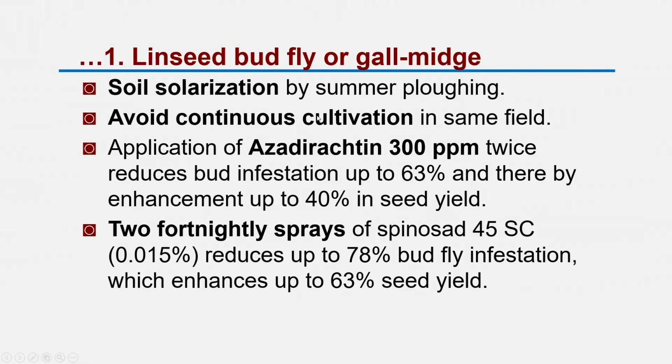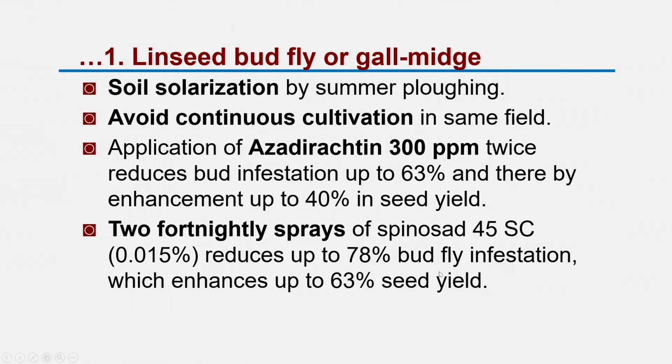So, what can be done to control the linseed bud fly or gall midge? First, we go for soil solarization by summer plowing. Avoid continuous cultivation in the same field. Application of azadirachtin 300 ppm twice reduces bud infestation up to 63% and thereby enhances seed yield up to 40%. So, some plant-based pesticide like azadirachtin can also be used.